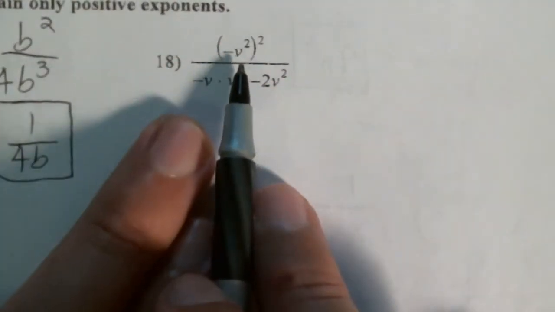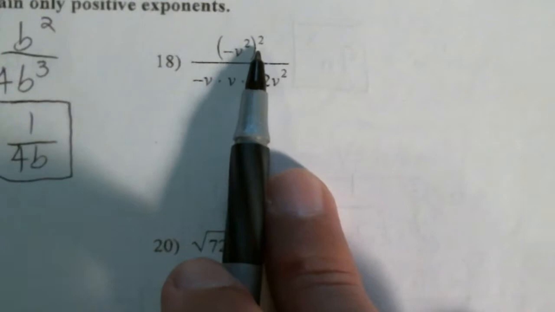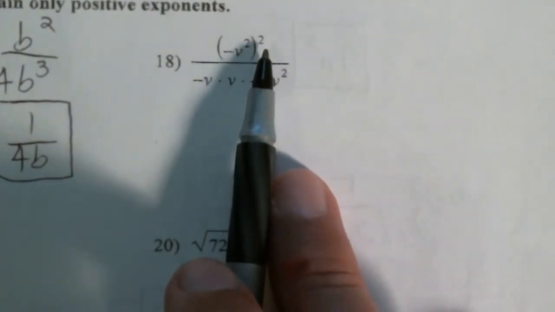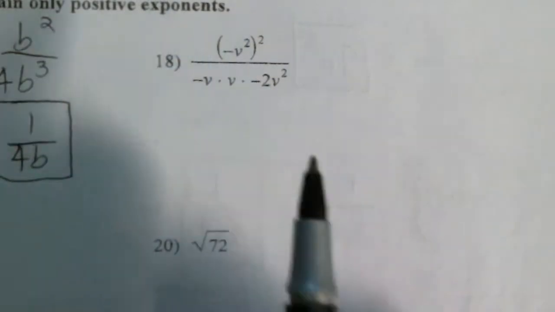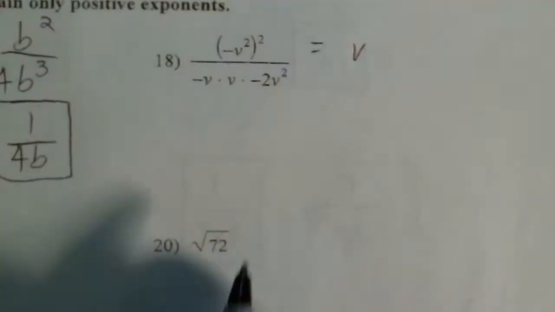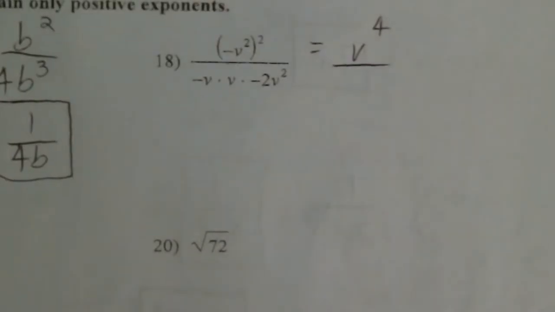Okay, this is a little tricky because you have a negative inside the parentheses that's being squared. If you remember from my last video, I refreshed your memory: when you raise a negative to an even power, it's always positive. You raise a negative to an odd power, it's always negative. So when I square that negative, I get a positive, and then I'll just multiply using my power rule. It gives me v to the 4th.